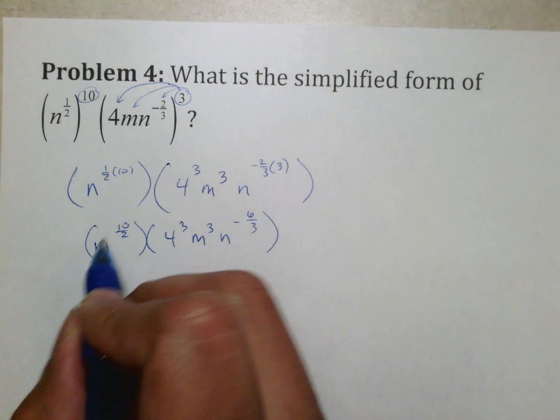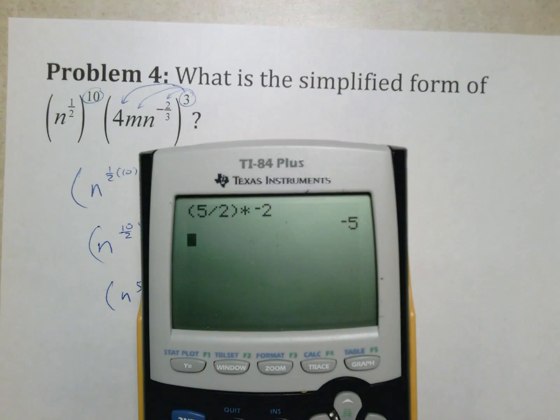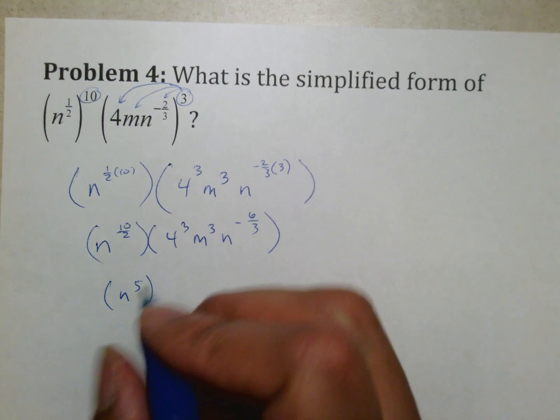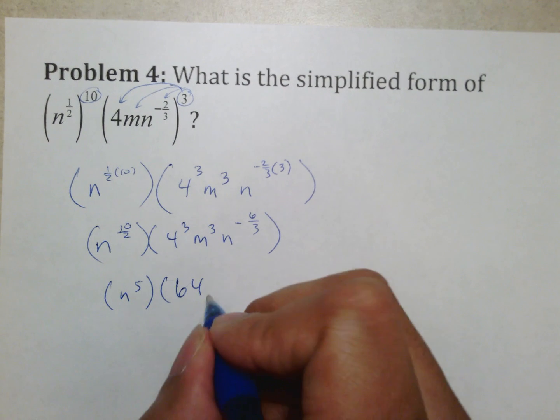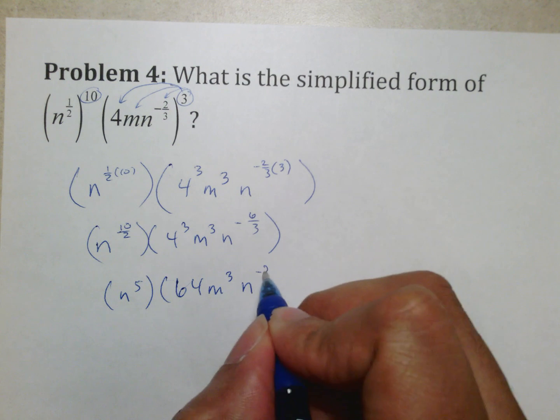Simplifying everything now, n to the 10 over 2 becomes n to the 5th. 4 to the third I can do right here. You don't ever want to have a number go into a power. 4 to the third goes to 64. M to the third stays m to the third, and this becomes n to the negative second.